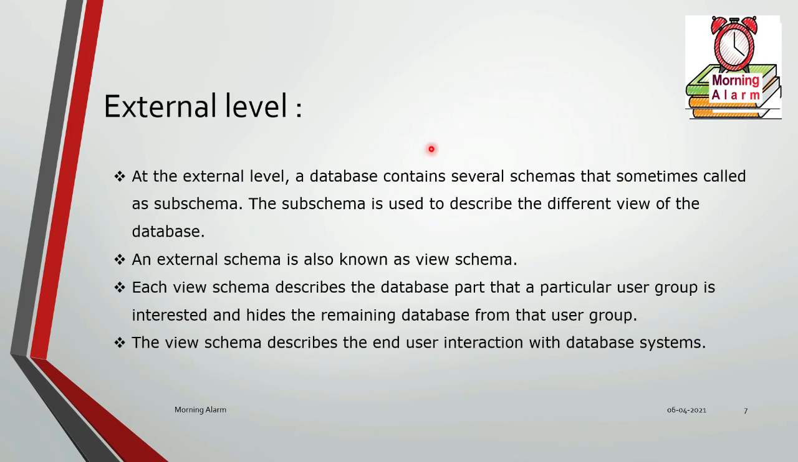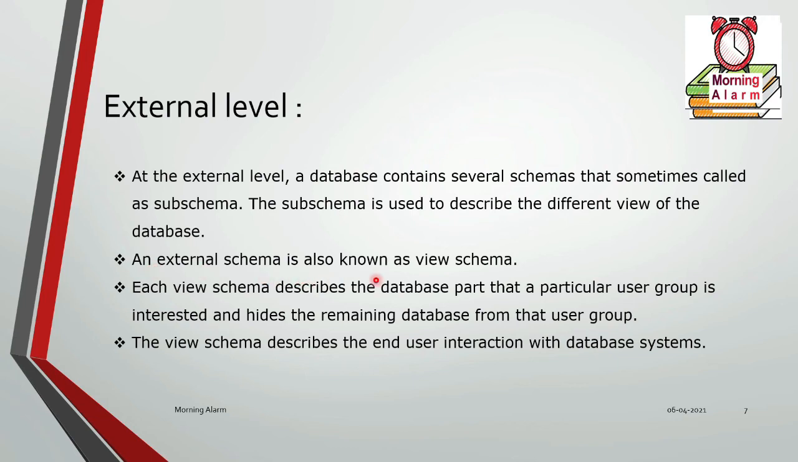Finally, the external level. At the external level, a database contains several schemas that are sometimes called subschemas. The subschema is used to describe the different views of the database. So a number of schemas are stored in the external level, which are called subschemas, and these subschemas are used to describe the different types of views of a database. So basically, the database has different types of views, and these views can be explained by the subschemas.